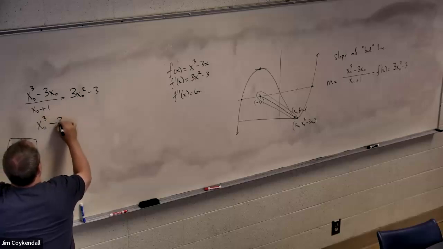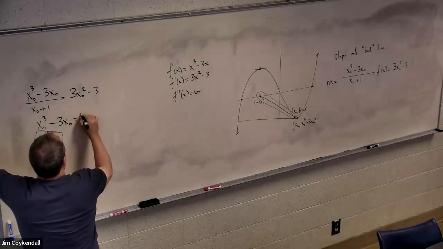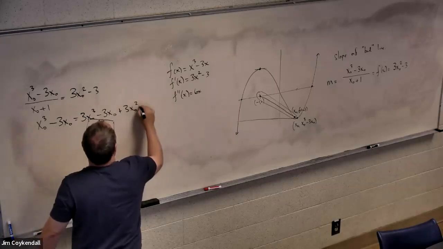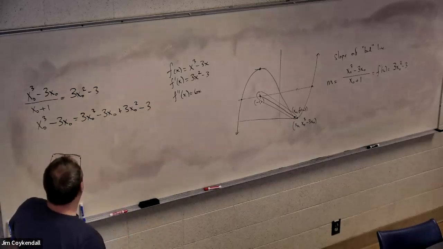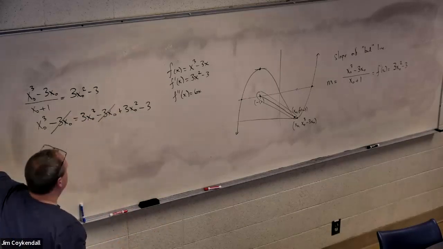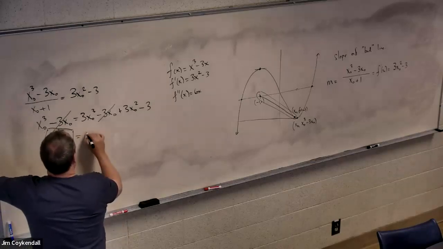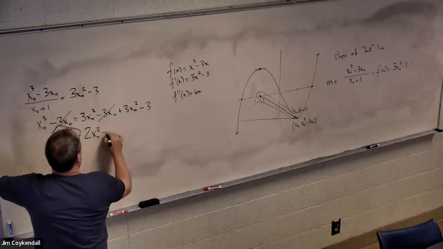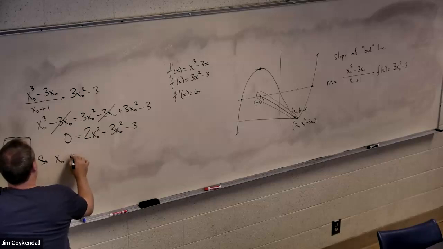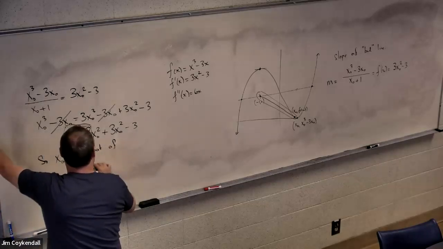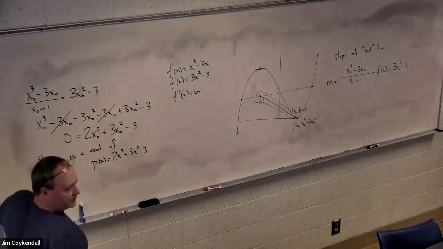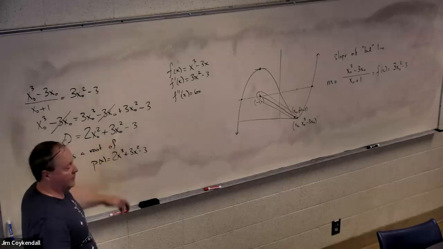Now just try to solve this. x0 cubed minus 3x0. Multiply this out: 3x0 cubed minus 3x0 plus 3x0 squared minus 3. Now I get a little bit of cancellation here. So x0 is a root of 2x cubed plus 3x squared minus 3. So that's the governing equation.